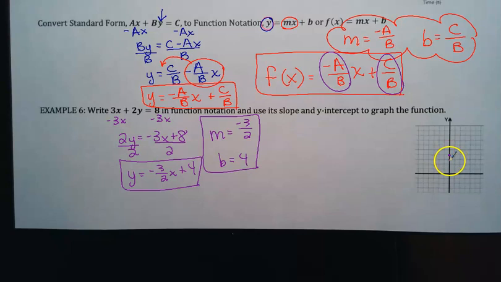And then we're going to use our slope, negative 3 over 2. So I'm going to go down 3, 1, 2, 3, over to the right 2, positive. I'm going to go up 3, positive, 1, 2, 3. I'm going to go negative 2, 1, 2, 3, negative 2. You can do as many of these as you want, but you need at least how many? Good, at least 3 points on that graph.